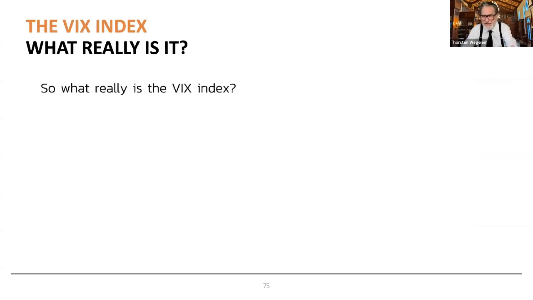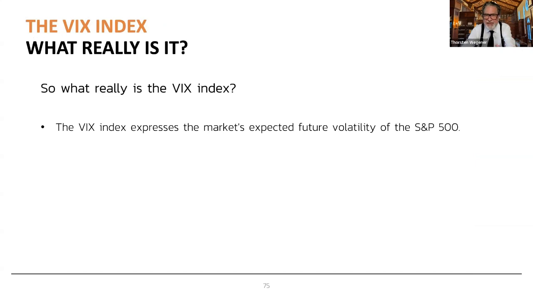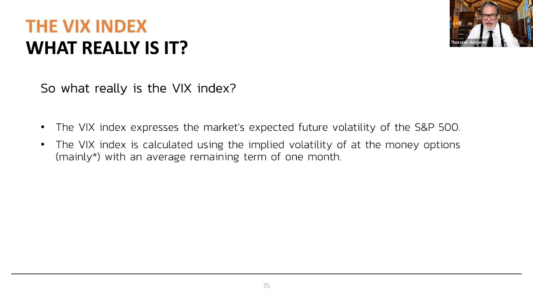So what really is the VIX index? And that's why I'm going to explain this concept now. The VIX index expresses the market's expected future volatility of the S&P 500. So when you see a VIX index today, that's what market participants guess is going to happen in the future with the S&P. The VIX index is calculated using the implied volatility of at-the-money options, mainly with an average remaining term of 1 month.